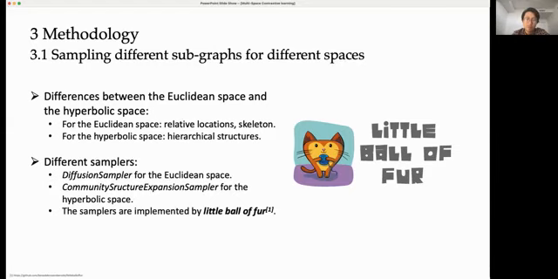Considering the different features, we propose to sample different subgraphs for embedding in different spaces. Specifically, for the Euclidean space, we choose a diffusion sampler to acquire a more complete and unbiased view to serve as a skeleton of the input graph. For the hyperbolic space, we utilize a community structure expansion sampler to extract hierarchical information and tree topology structures of the input graph. Both of these samplers are implemented by Little Ball of Fur.